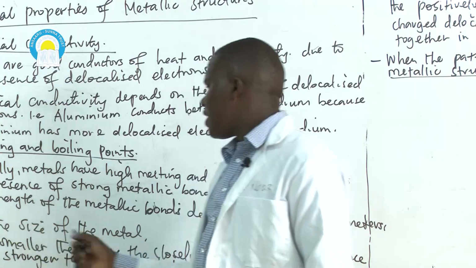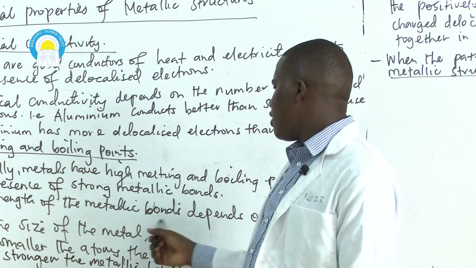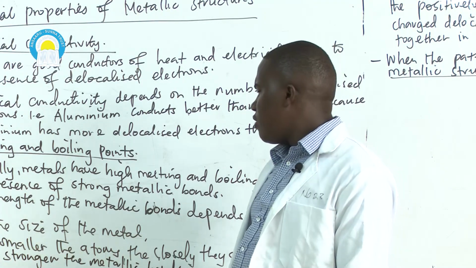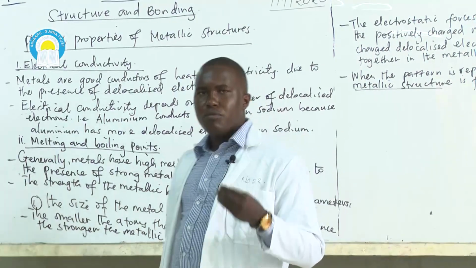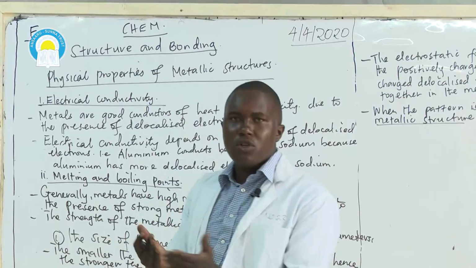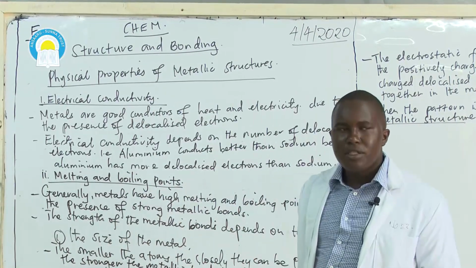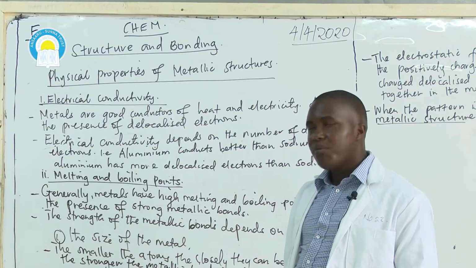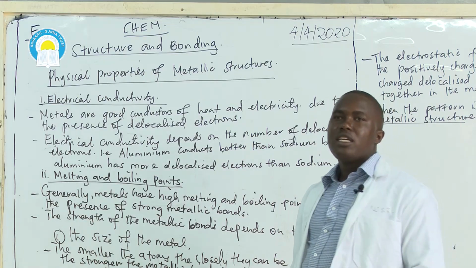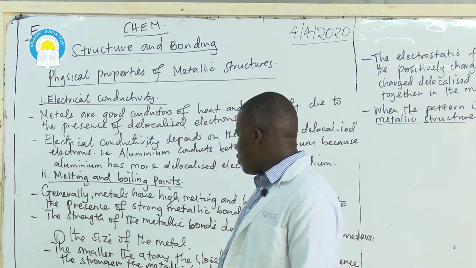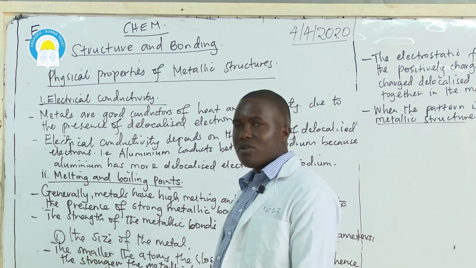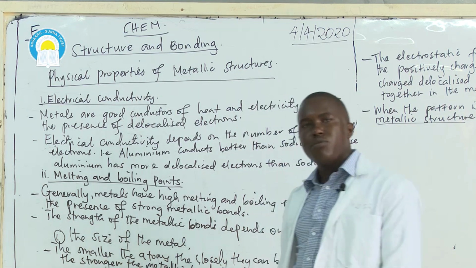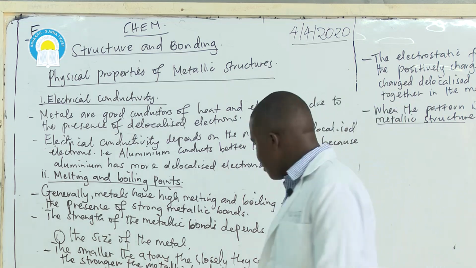So this is one parameter that affects the strength of the metallic bond, such that when you have smaller atoms, they will be able to be packed very closely to each other, and therefore the nuclei of those atoms will be very close to the delocalized electrons, constituting a stronger metallic bond. And when this metallic bond is stronger, the melting and boiling point also become higher.